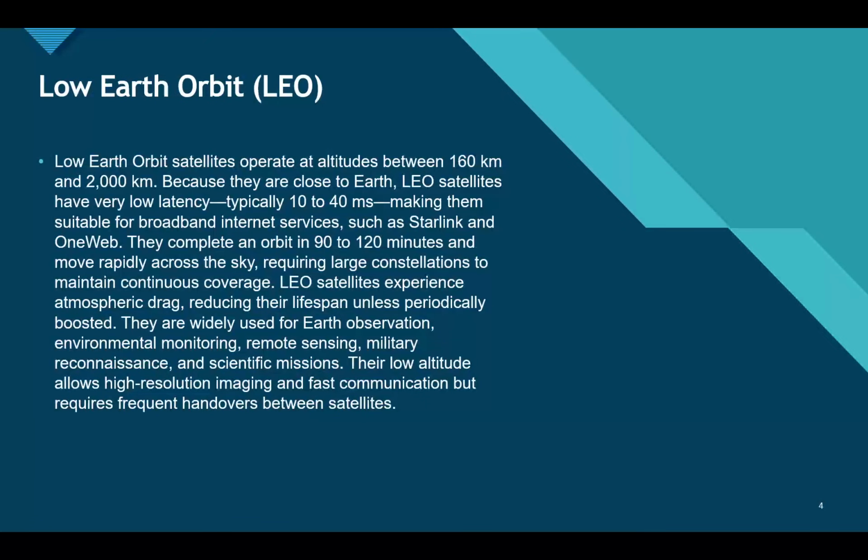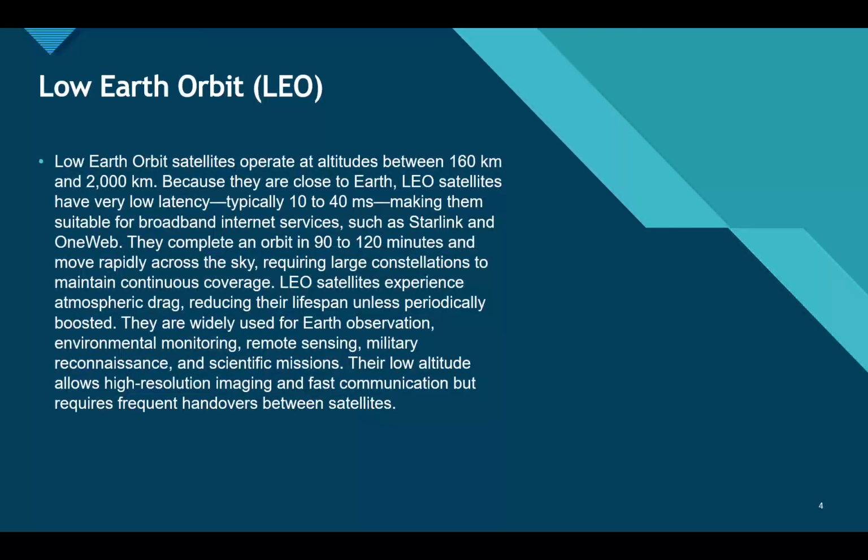Now we have low Earth orbit, our first satellite orbit, near to the Earth. It is roughly 160 to 2000 km above the Earth. Because LEO satellites are close to Earth, they provide very low latency, typically around 10 to 40 milliseconds. This makes them ideal for broadband internet services like Starlink and others.